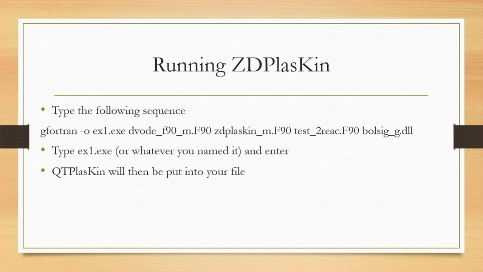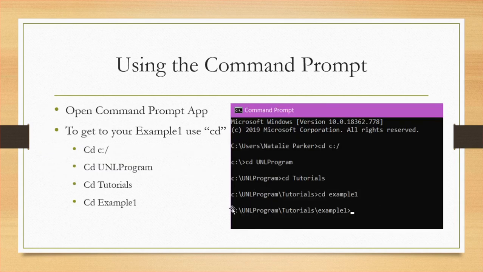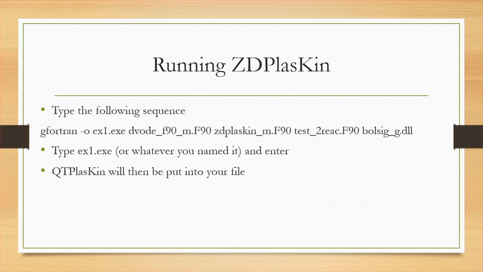And then once you hit enter, it should just show you the same sequence that I showed in my last slide right here. It should show you just this. And that's when you're going to want to type whatever you named it. So in this case, ex1.exe, and then hit enter. This will show you a big stream, and it'll also input your QTPlaskin results into your file.